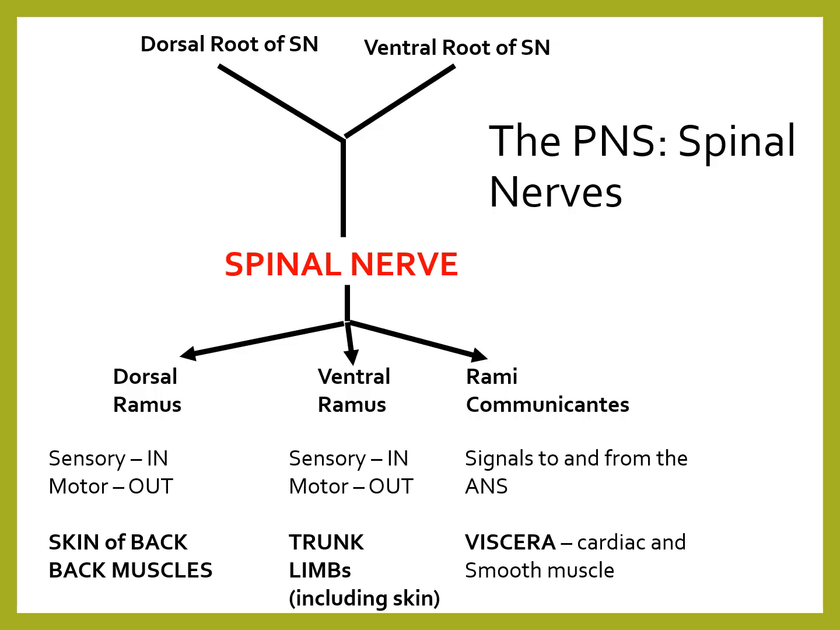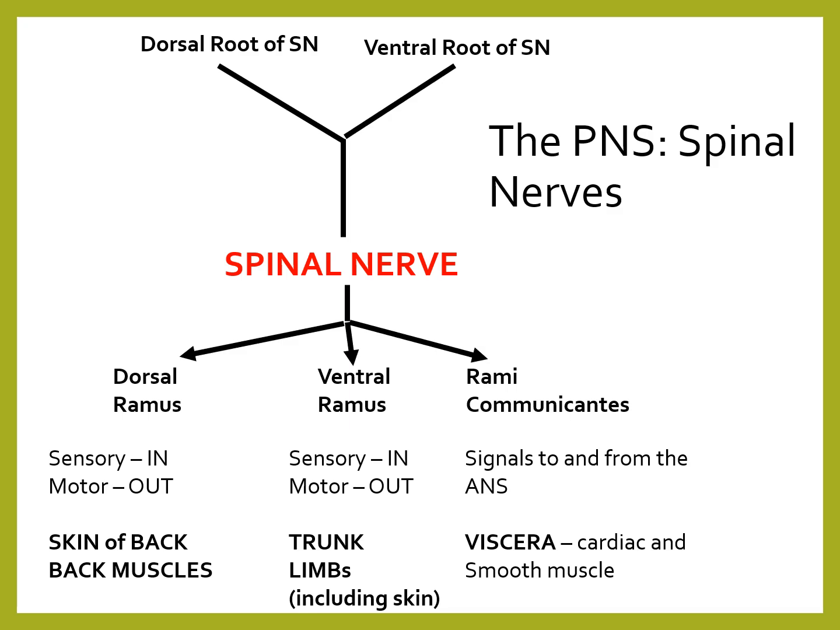The dorsal ramus is for sensory information in from the skin on our back and any sensory information the back muscles may be sending in. And it will also send motor commands out to our back muscles.